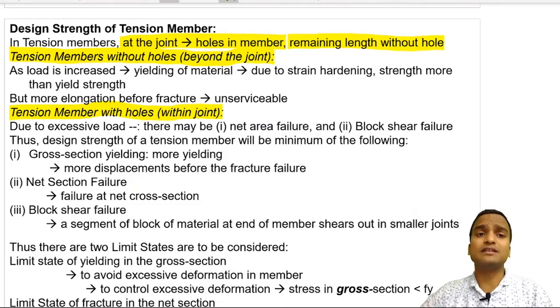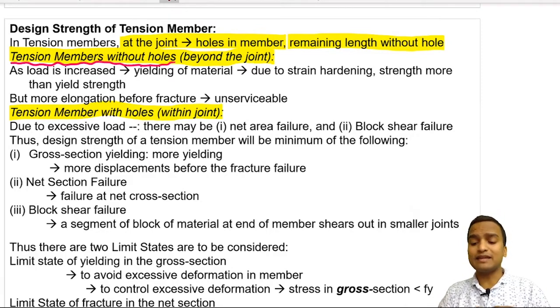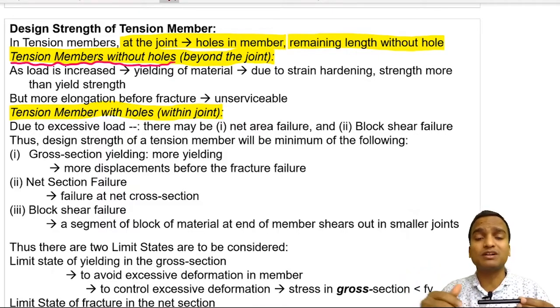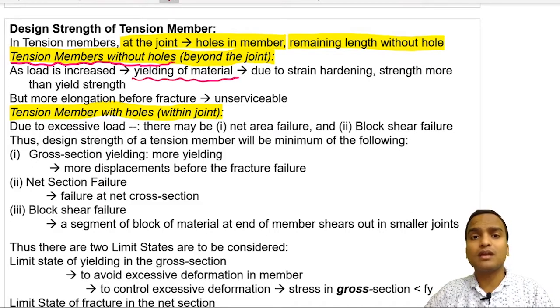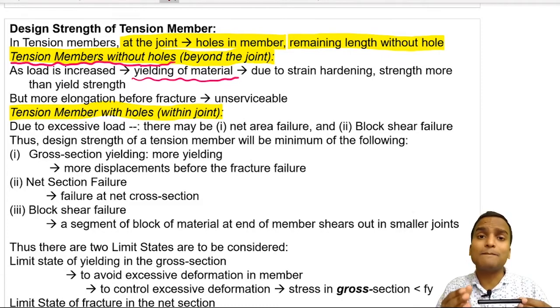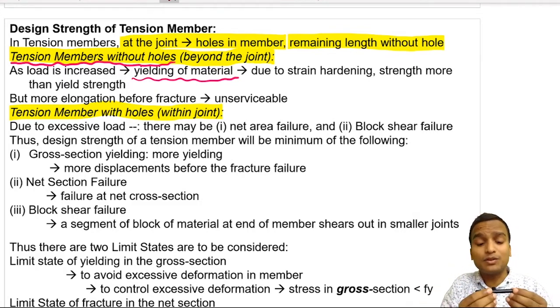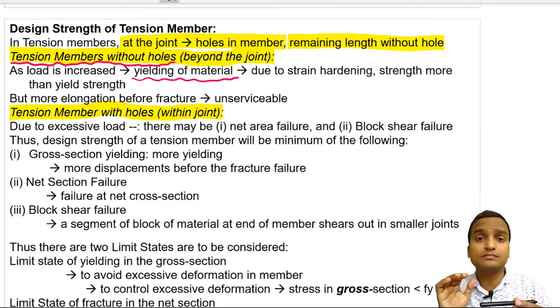So what happens in the region of tension members without holes, meaning there are no holes in the tension member? When we apply tensile load on a tension member and go on increasing the magnitude of the load, as we have seen in the stress-strain diagram, the yielding of material starts occurring. Yielding is like a plateau phenomenon where the strain constantly increases without an increase in the stress. So even if we do not increase the load, the member is elongating and elongating and elongating.